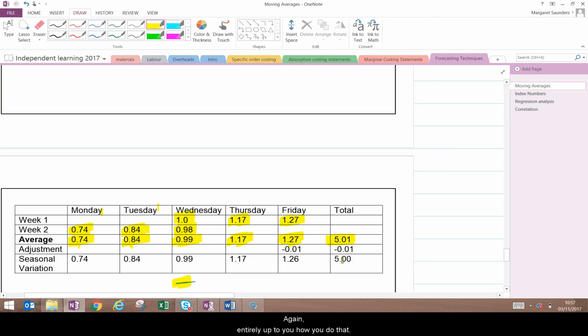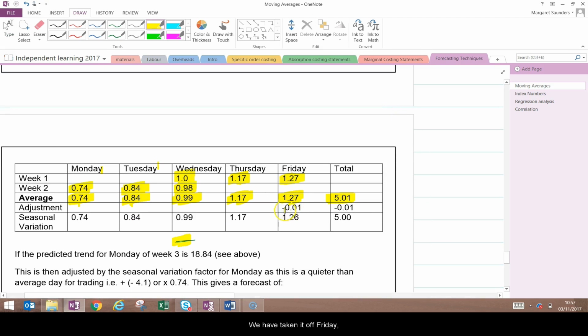Again, entirely up to you how you do that. It's such a small figure. In this example, we've just taken it off the largest seasonal variation. I can't emphasize enough, it really does not matter how you make that total come to 5. Take it off one seasonal variation, take it off 2 seasonal variations, take it off all 5 of them, entirely up to you. So we have taken it off Friday. So that's changed Friday's seasonal variation to 1.26. The others have stayed the same, and when we add them all together now it comes to 5.